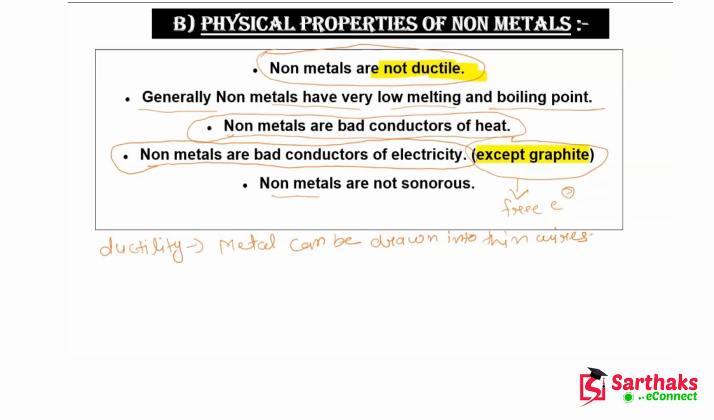Now, non-metals are not sonorous. Metals are sonorous, but non-metals are not sonorous. They will not produce a ringing sound, so that's why they are not sonorous. I hope, guys, these properties of non-metals are clear to you.